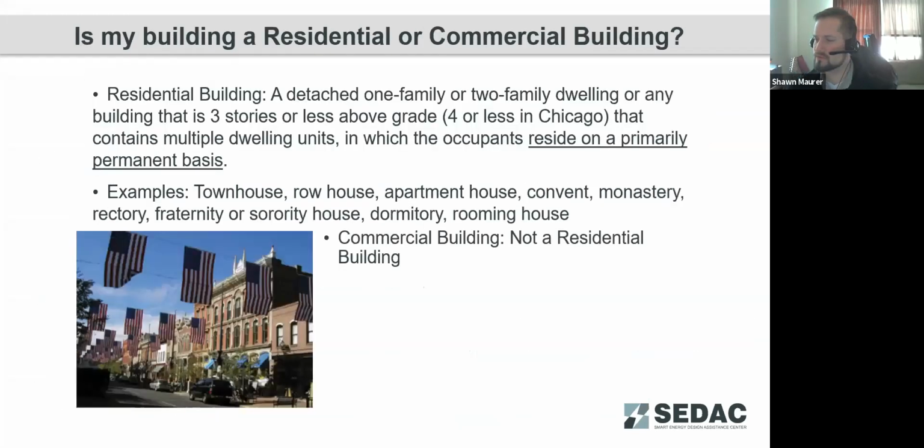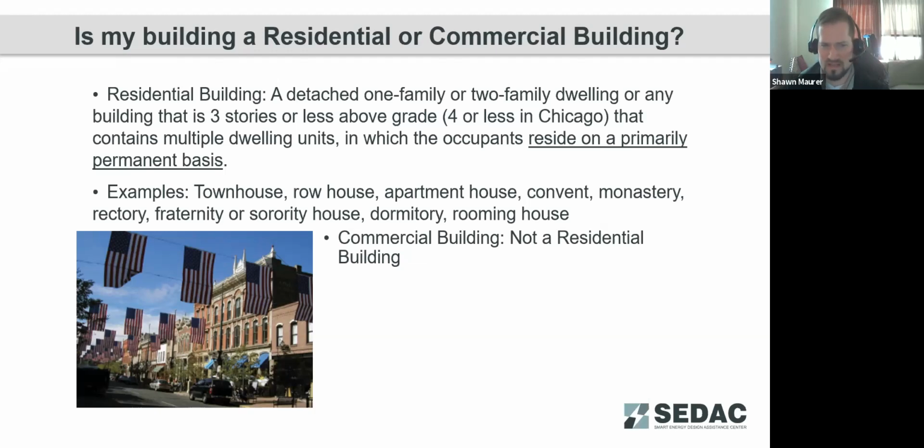The next thing you need to know is whether your project is in a residential building or not. Per the IECC, a residential building is defined as a detached one-family or two-family dwelling or any building that is three stories or less above grade that contains multiple dwelling units in which occupants reside on a primarily permanent basis. And in Chicago, that's been modified up to four stories instead of three.